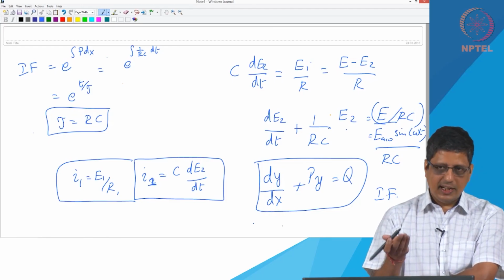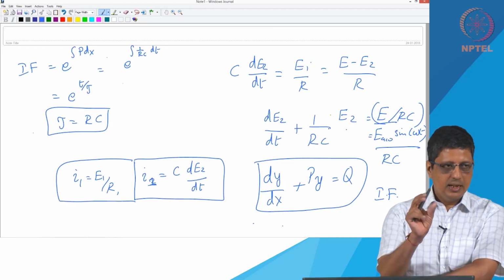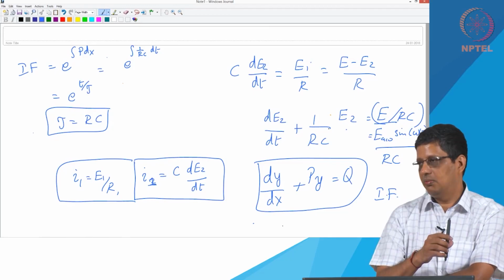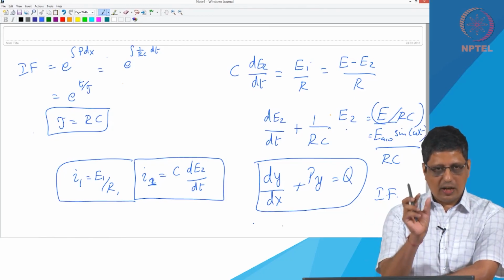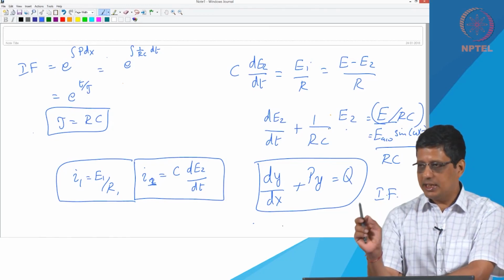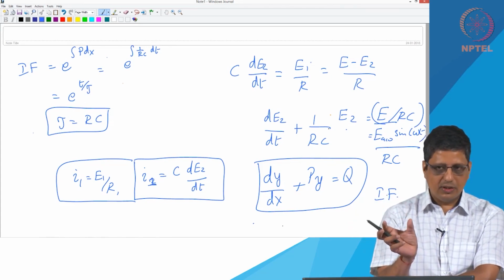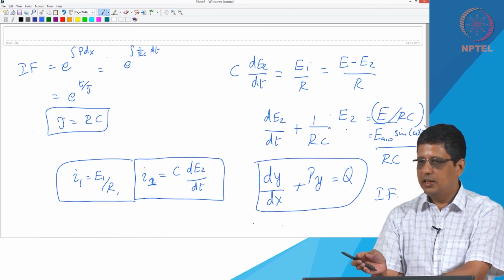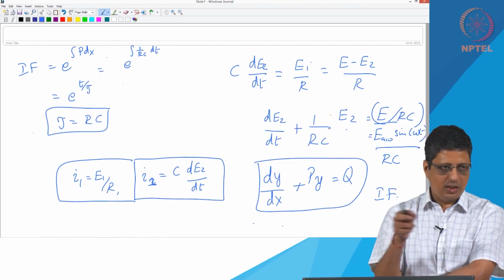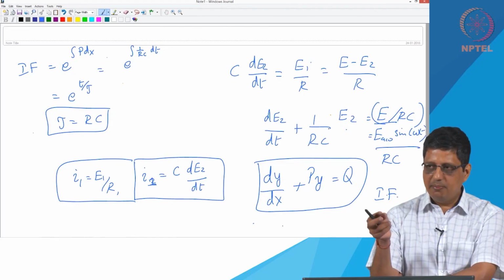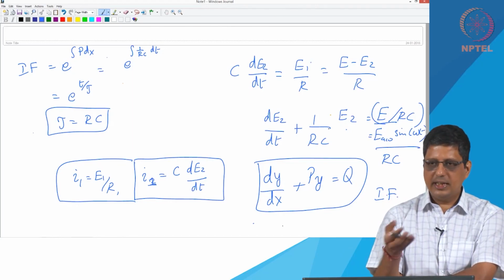We should expect to get the same answer that we got by using the complex notation. If it is in series, we should get R plus 1 by j omega C. Effectively, whether you use this complex notation or whether you use the differential equation, when we plot the current or when we plot the impedance, we should get the same answer.